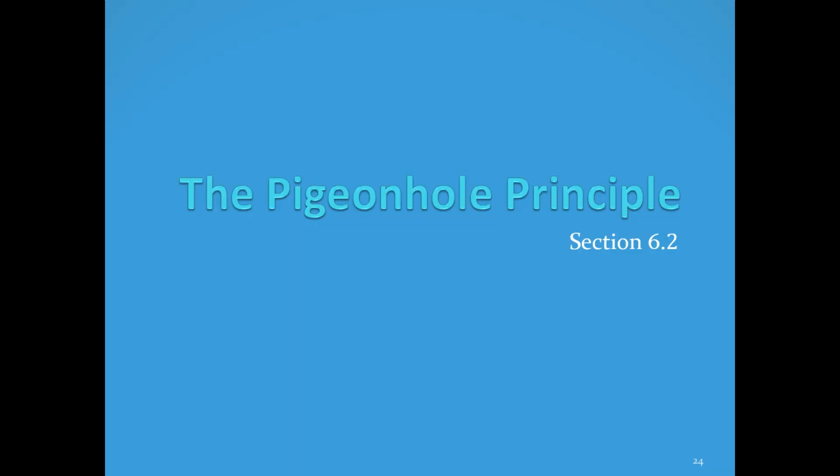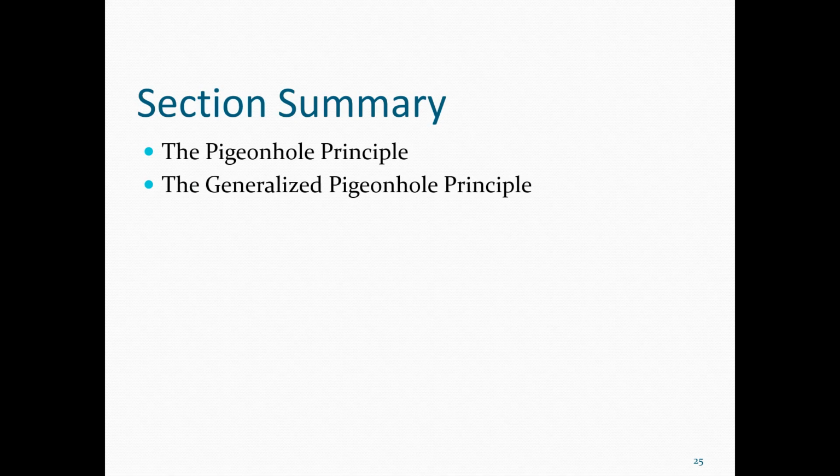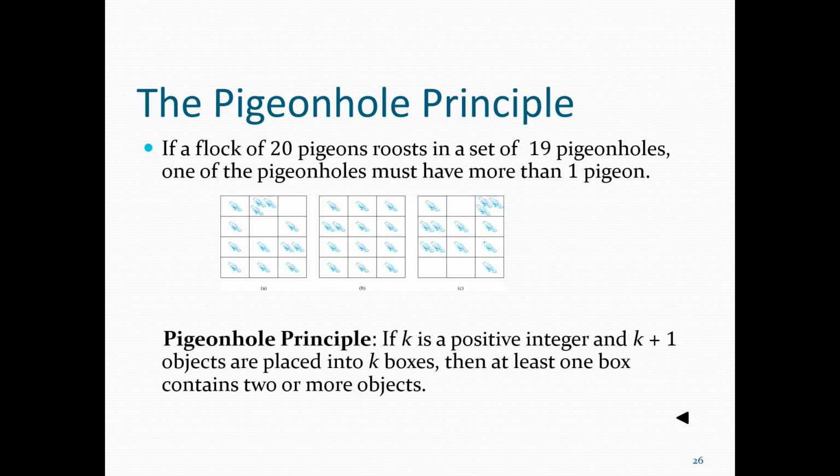Okay, next, pigeonhole principle, section 6.2. In this section we are going to discuss the pigeonhole principle and its generalized form. The pigeonhole principle works on the idea that if a flock of 20 pigeons roosts in a set of 19 pigeonholes, one of the pigeonholes must have more than one pigeon. So there must be at least one pigeonhole in which more than one pigeon is staying, right?